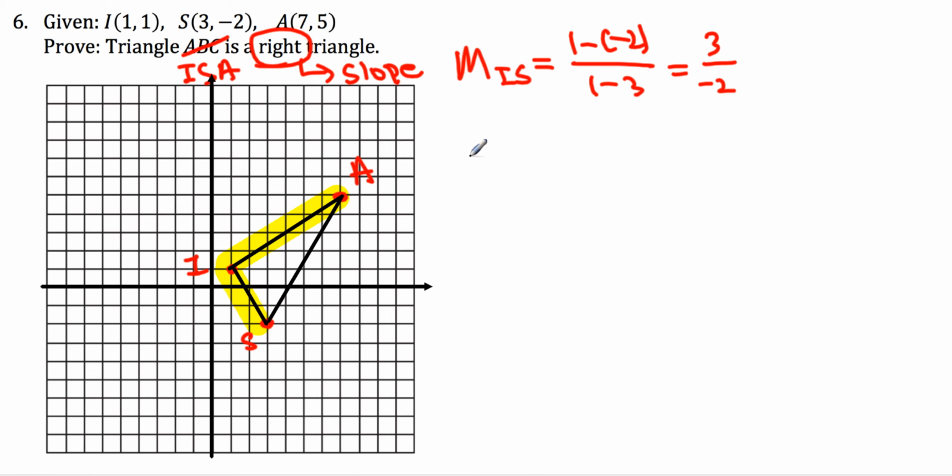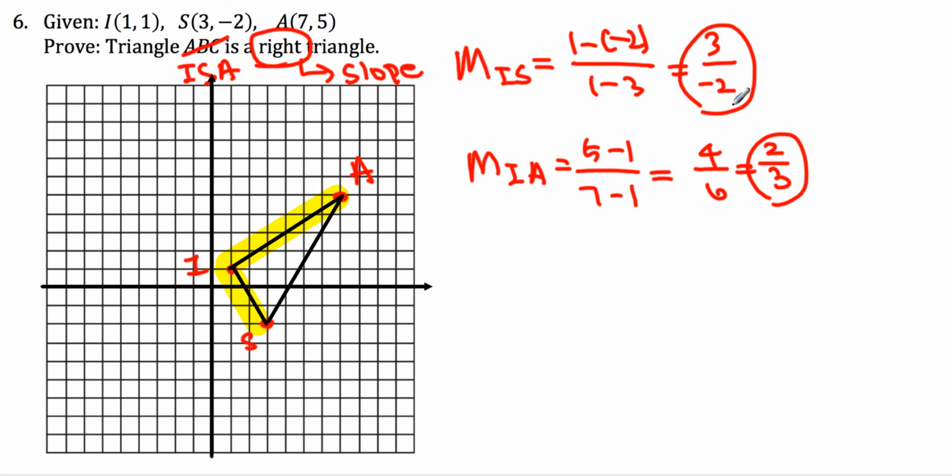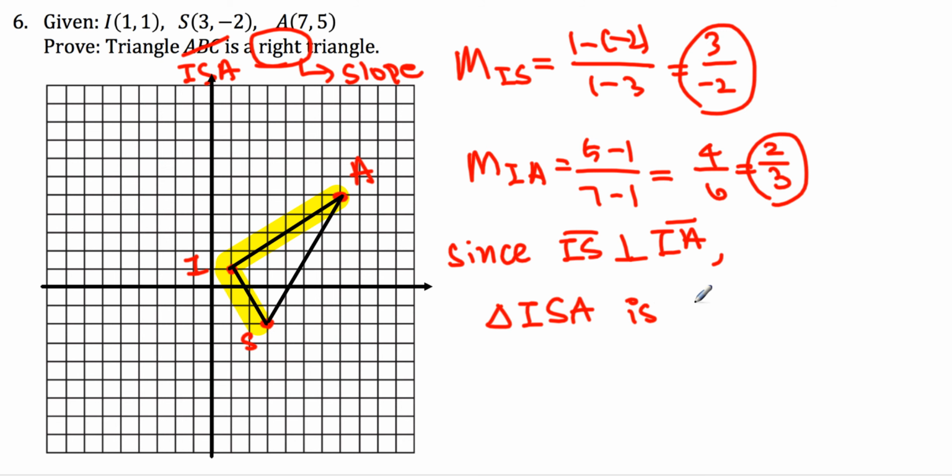How about the slope of IA? So here we get, in terms of y, 5 minus 1. And in terms of x, 7 minus 1. So we get 4 over 6, which is equal to 2 over 3. And notice that slopes are negative reciprocal to each other. So therefore, since IS is perpendicular to IA, triangle ISA is a right triangle.